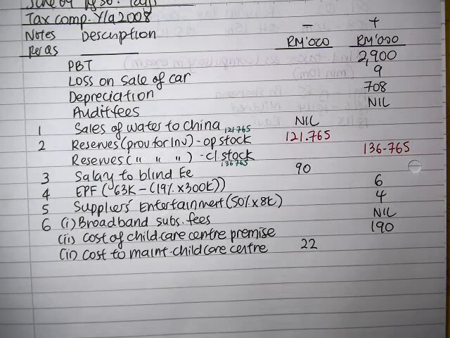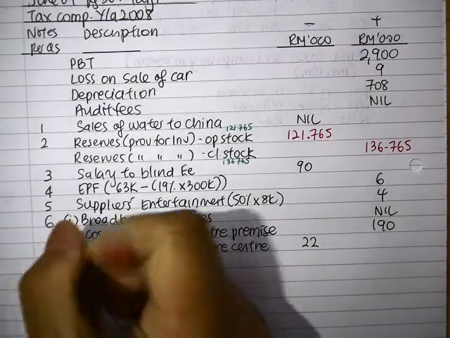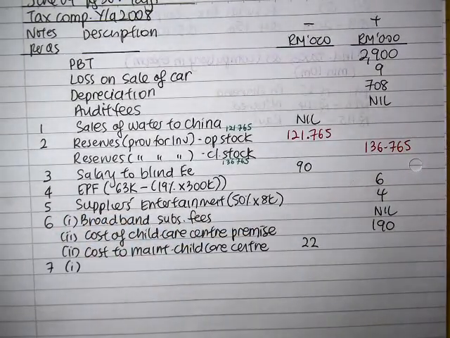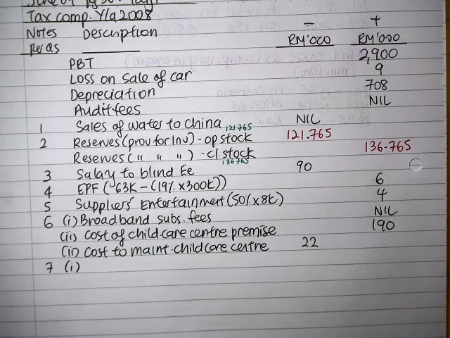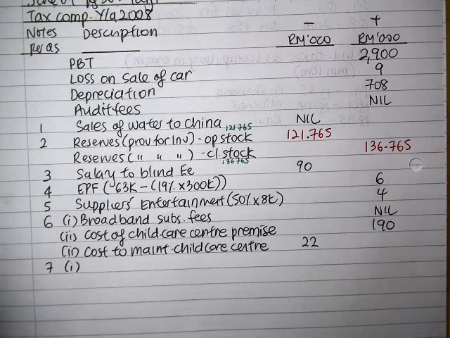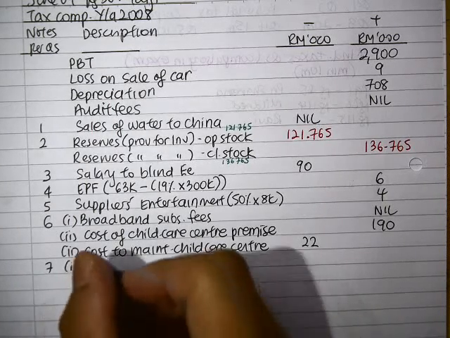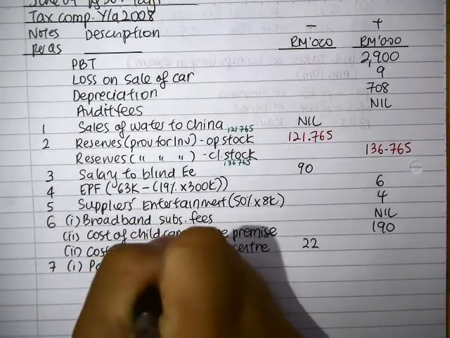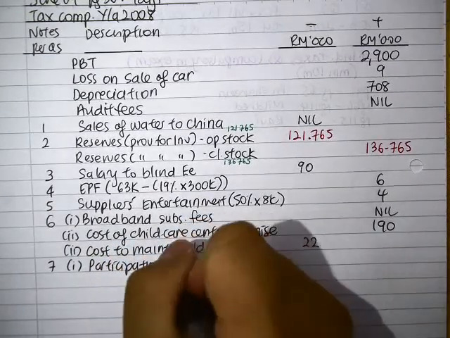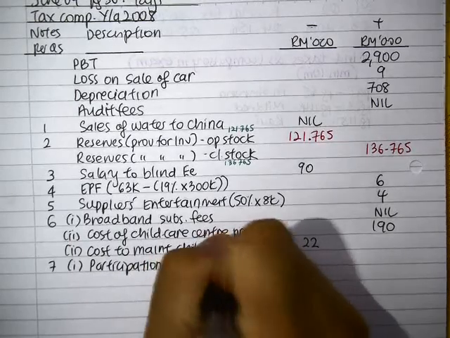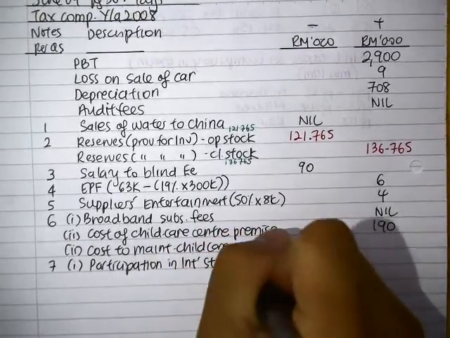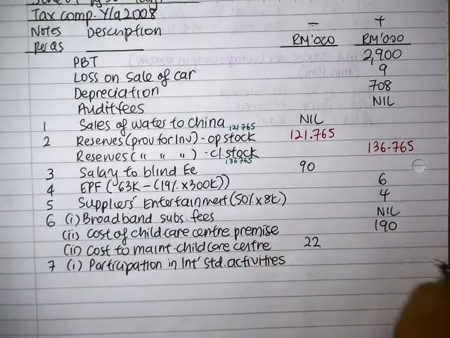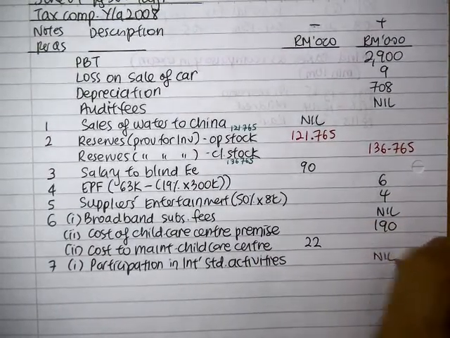Alright, note 7. Advertising includes the sum of 48,000 incurred on international standardization activities, and the participation was approved by Department of Standard. Now, international standardization activities is allowed by section 34. That's it. It's just a section 34 deduction. So the participation in international standardization activities, nil.